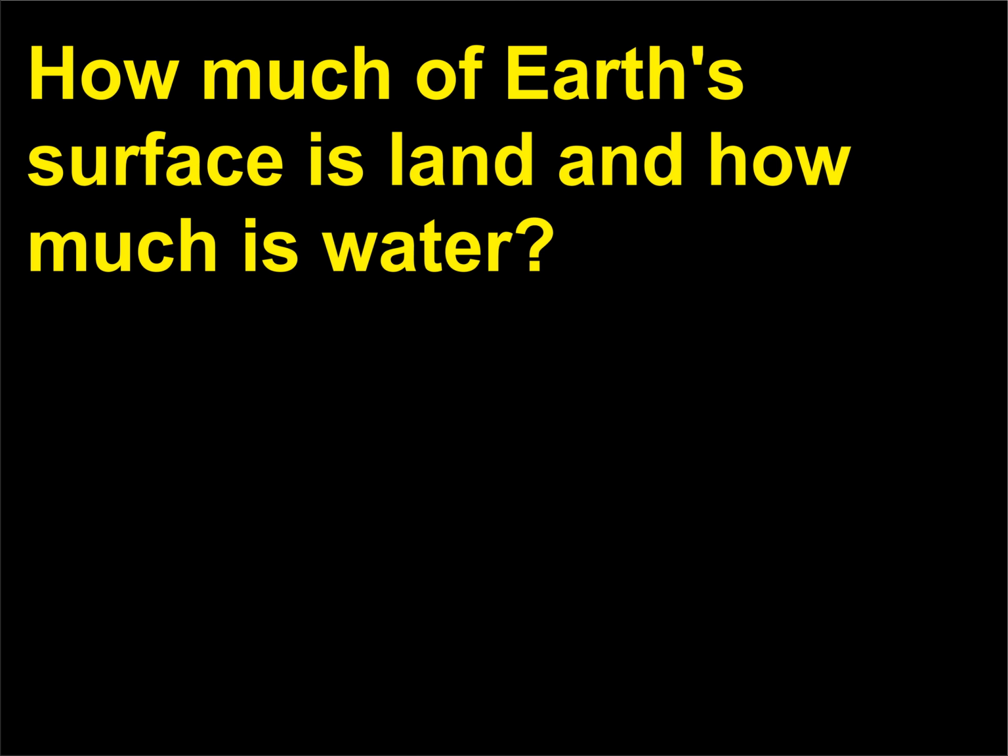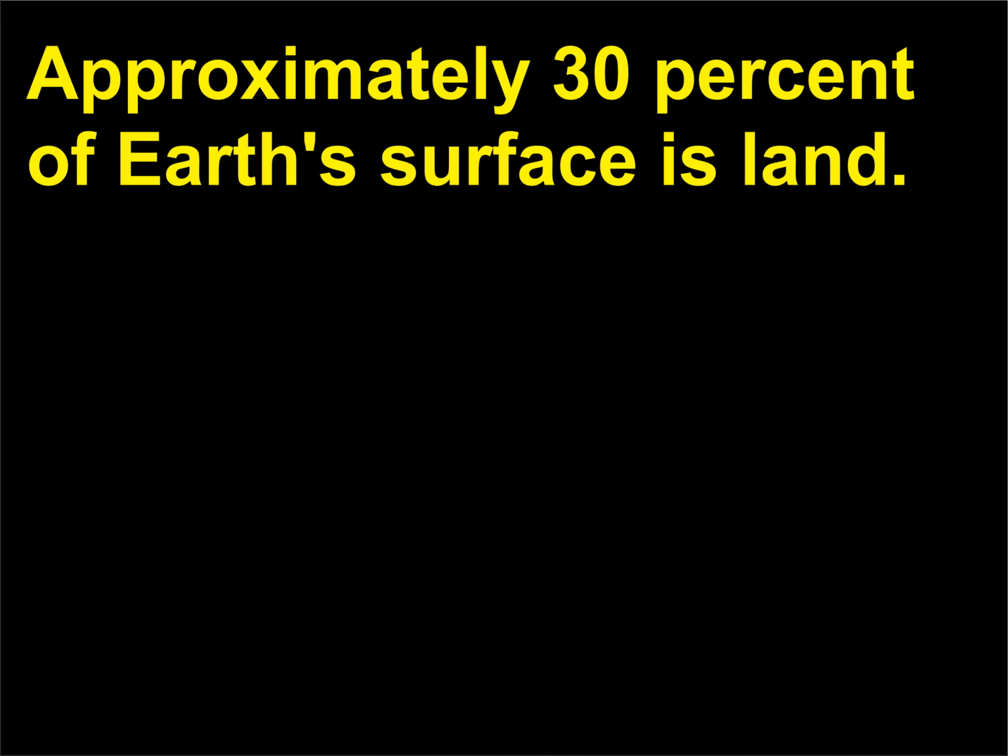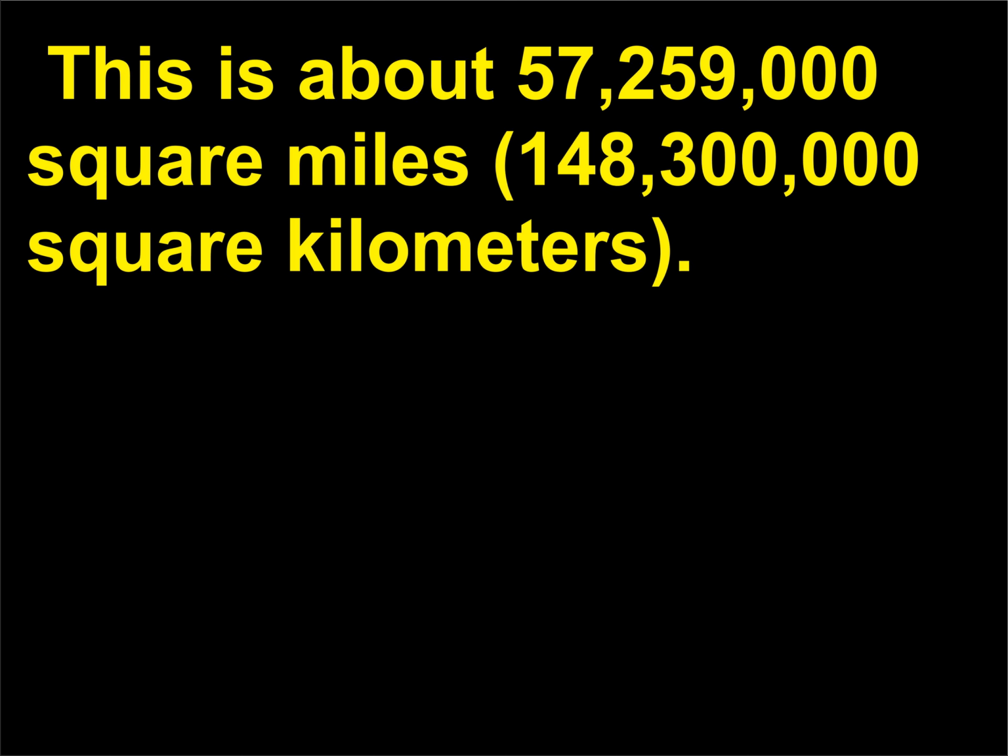How much of Earth's surface is land and how much is water? Approximately 30% of Earth's surface is land. This is about 57,259,000 square miles, 148,300,000 square kilometers.